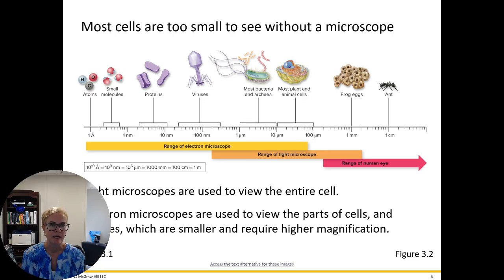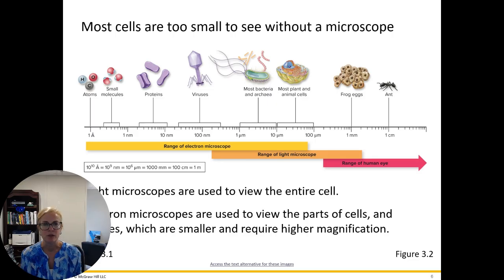So, within the range of a human eye, something like frog eggs, which you may have seen in a pond, get a little lower than that, but you're kind of limited in what you can actually see. Most plant and animal cells are definitely outside of that range, as are most bacteria. And you'll notice that there are different microscopes that can detect some of those things and some that can go down even smaller. So we are going to be looking at light microscopes and electron microscopes.